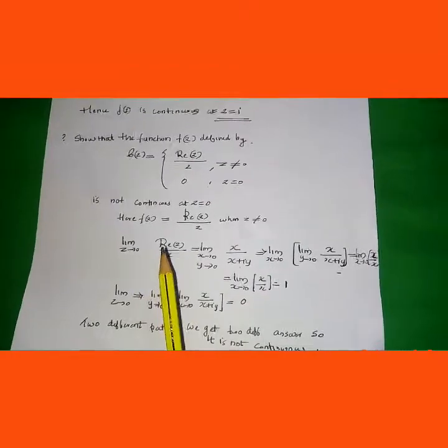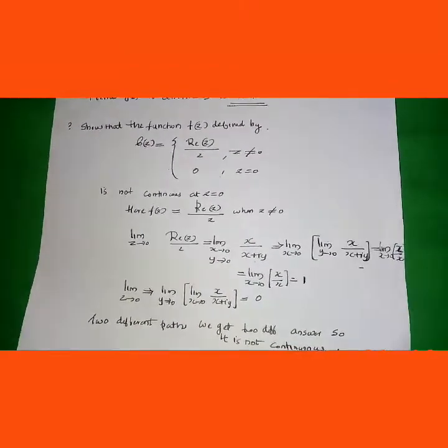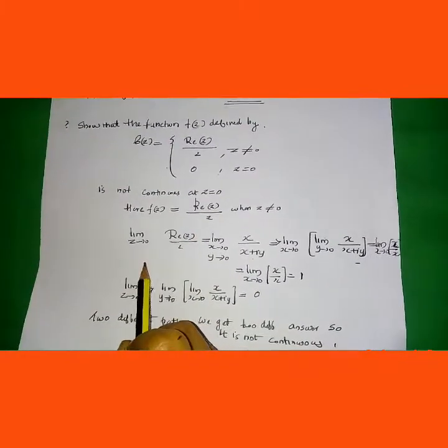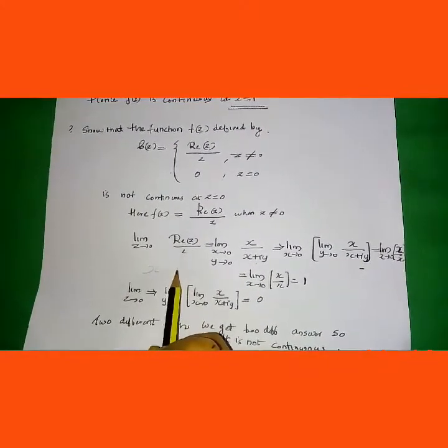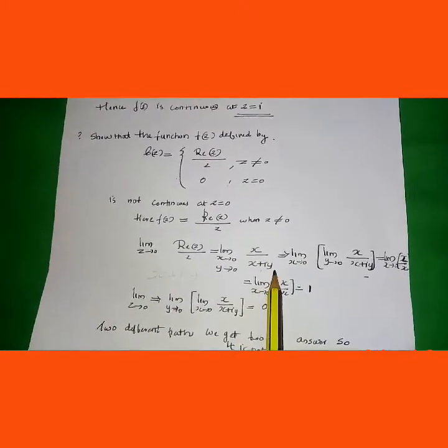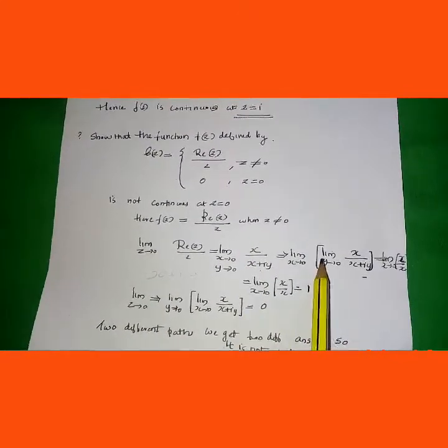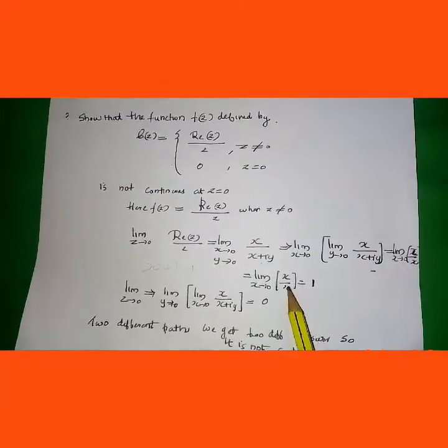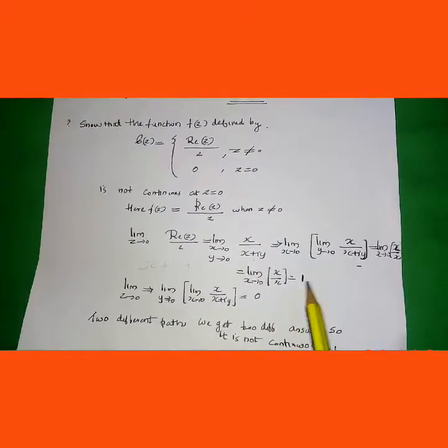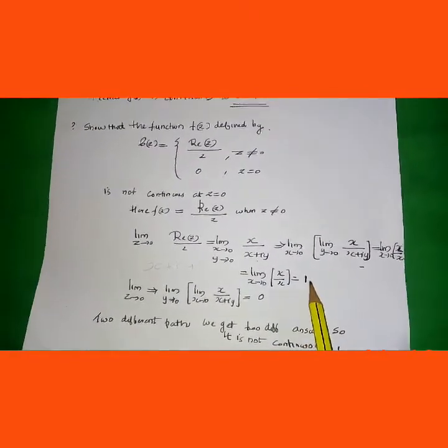z tends to 0 can be changed as limit x tends to 0, y tends to 0. And real part of z, you know that z is equal to x plus iy. So the real part means x only. So x divided by x plus iy. And we first put y tends to 0. So we get limit x tends to 0, x by x. And here also we use L'Hopital's rule. We get the answer as 1.